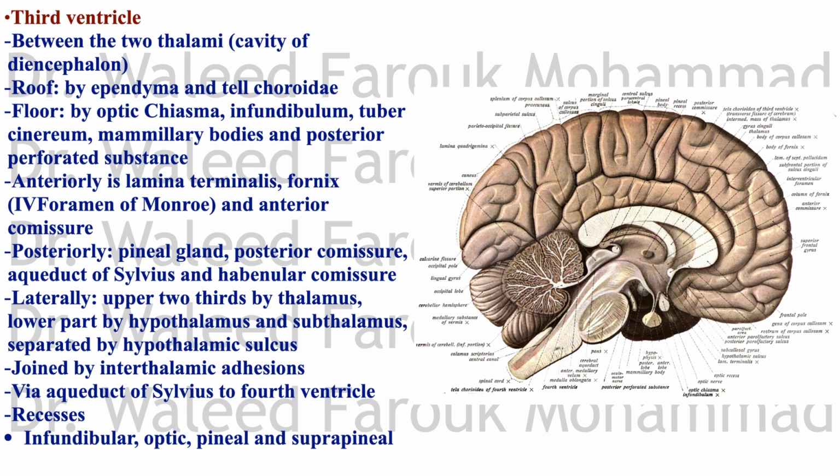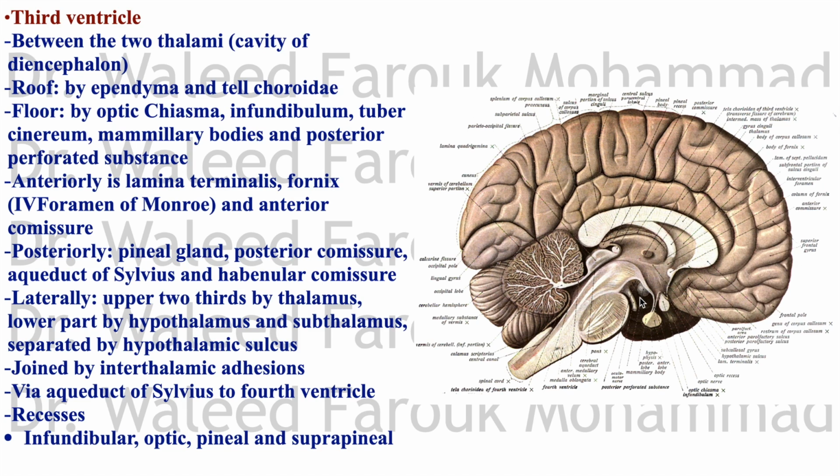The third ventricle is the space between the two thalami. It's the cavity of the diencephalon, I mean. The roof is formed by ependyma and tela choroidea. The floor by the optic chiasma. This is the optic chiasma here. The infundibulum, the tuber cinereum, which is the top of the infundibulum, and the mammillary bodies.